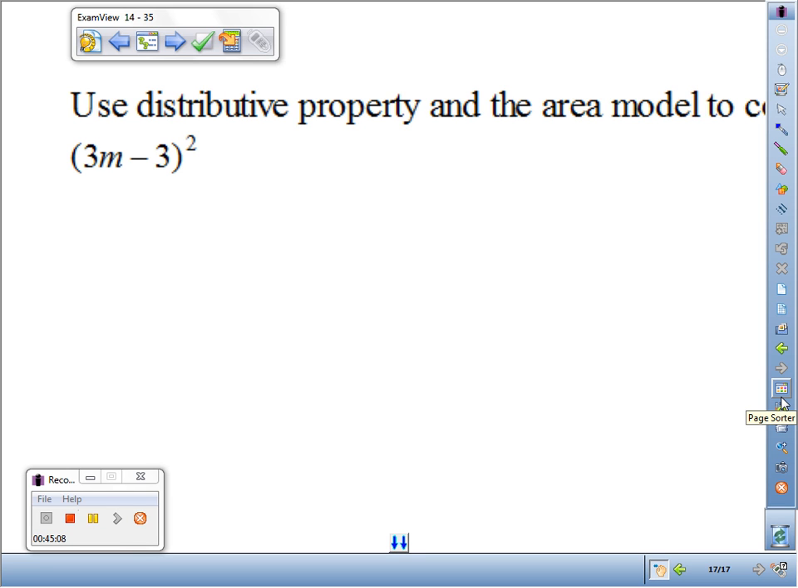14 cubed. Parentheses, 3m minus 3, close parentheses, squared. Do that using distributive property and the area model. Go.